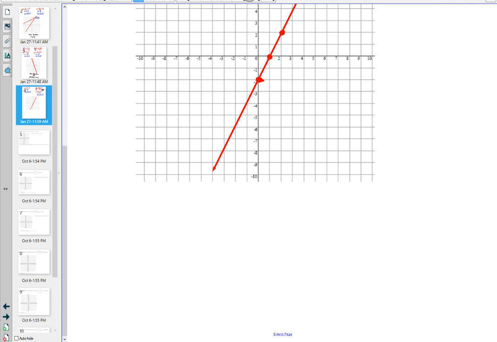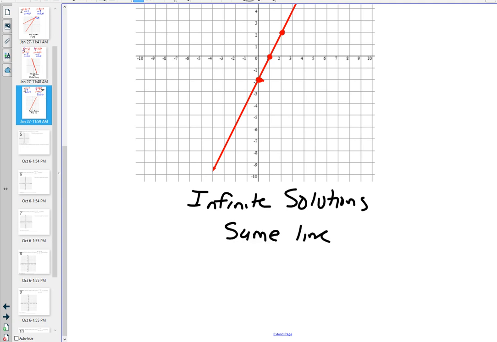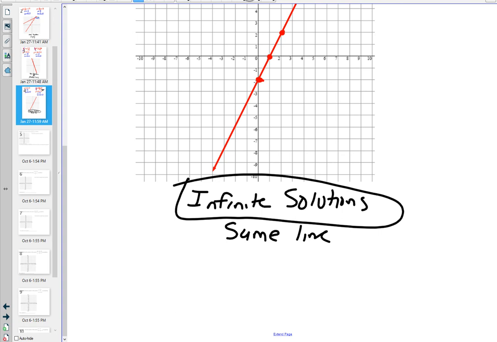So this has infinite solutions. And really because it's on the same line. Just when you write this, this is the important information. Everything else I'm writing is just supplementary. That's it. Yeah, that's the important part. Sorry, infinite solutions.